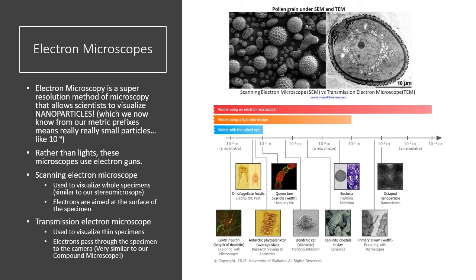And here below, I have a little bit of a diagram to give you an idea of what we're actually able to see with electron microscopes and light microscopes. With the naked eye, we could see down to about 10 to the minus 4 meters. With a general light microscope, we could see about 10 to the minus 7 meters. And with the electron microscope, we're looking at a nanometer or more.